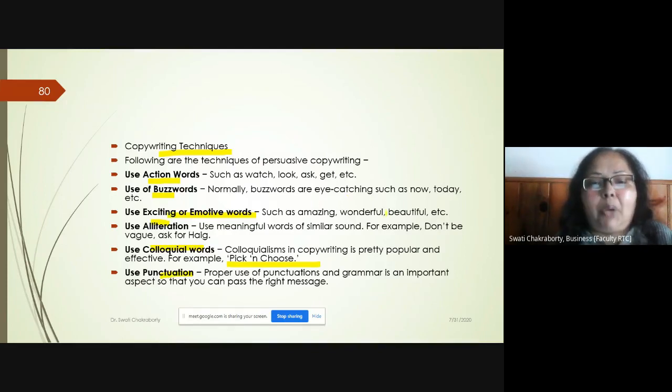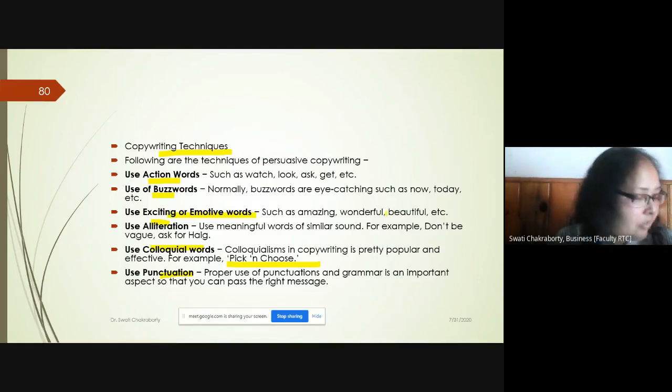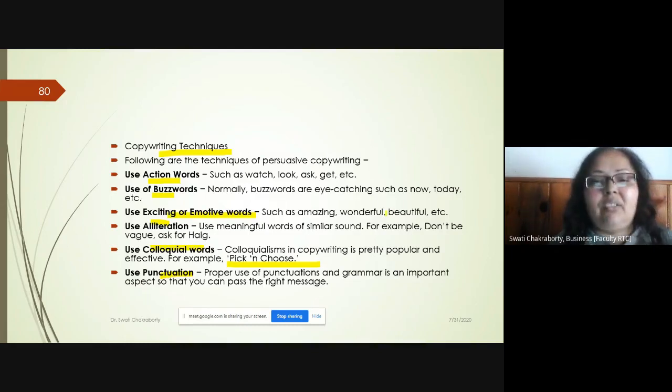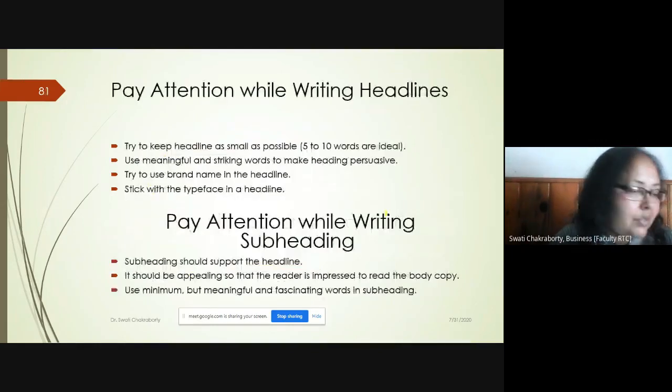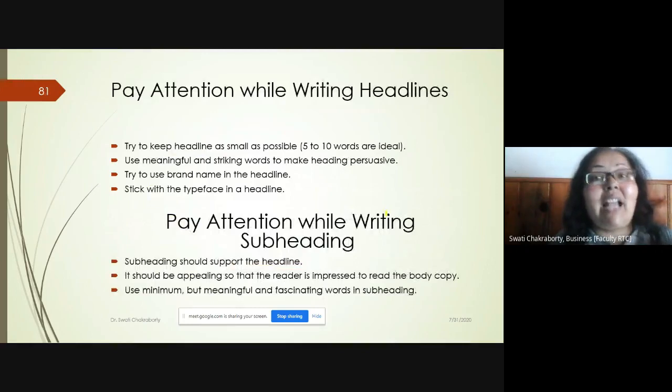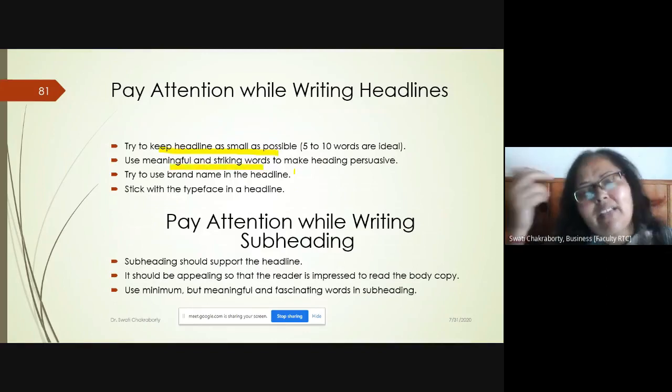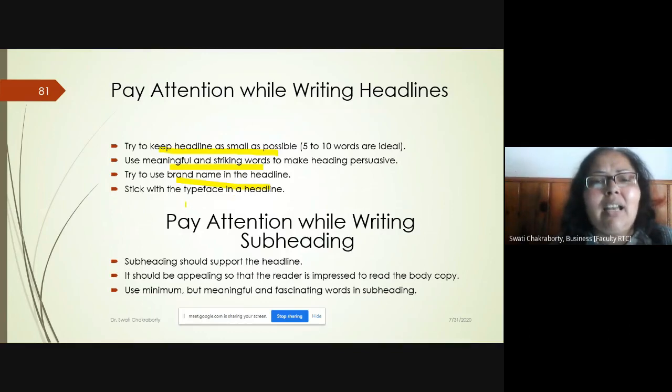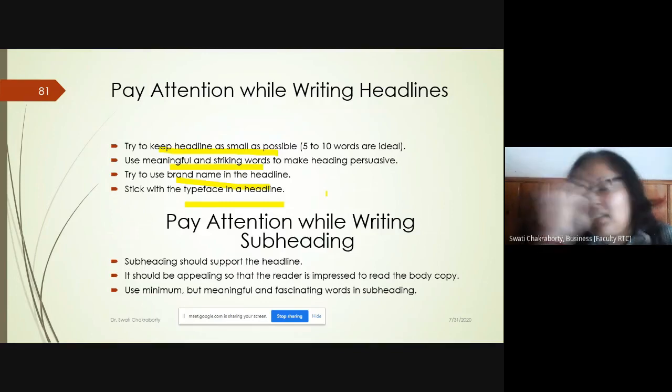Punctuation. Proper usage of punctuation and grammar is a very important thing for passing on information, the right message. So pay attention while writing headlines. Try to keep the headline as small as possible, 5 to 10 words. It should be meaningful and the words should be striking. It should hit you straight away and start you thinking. The brand name should be used in the headline, and you should stick with a typeface in a headline. Stick with it.